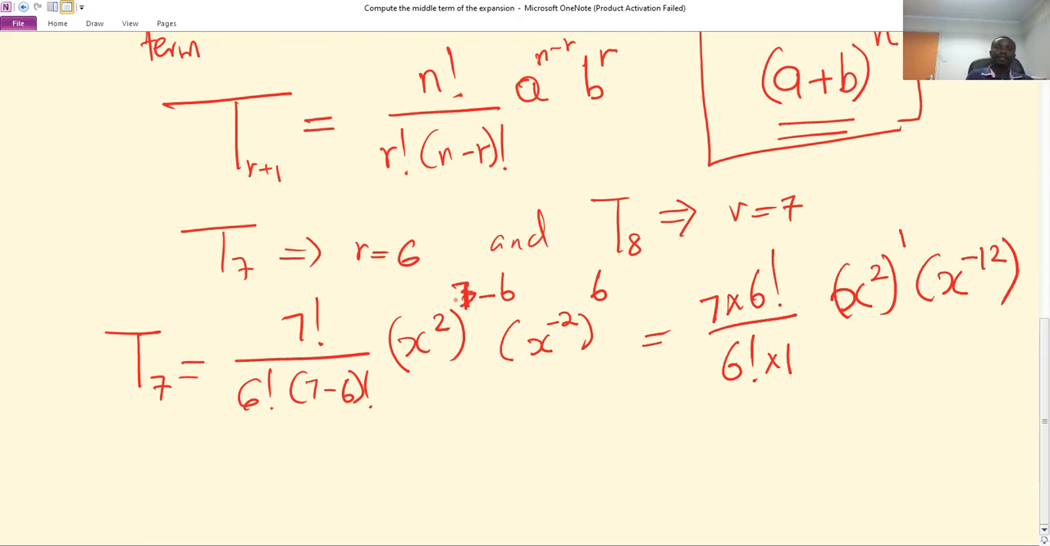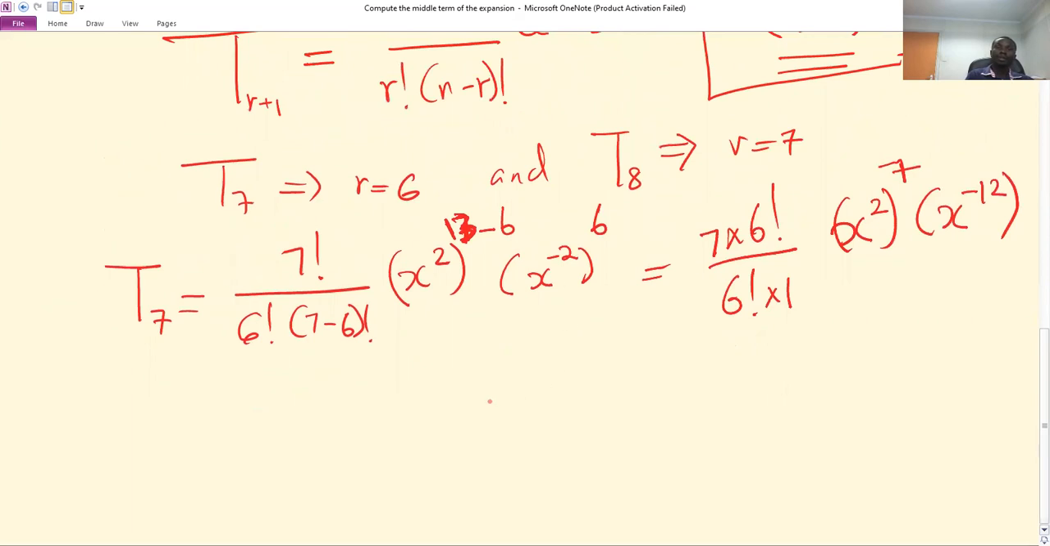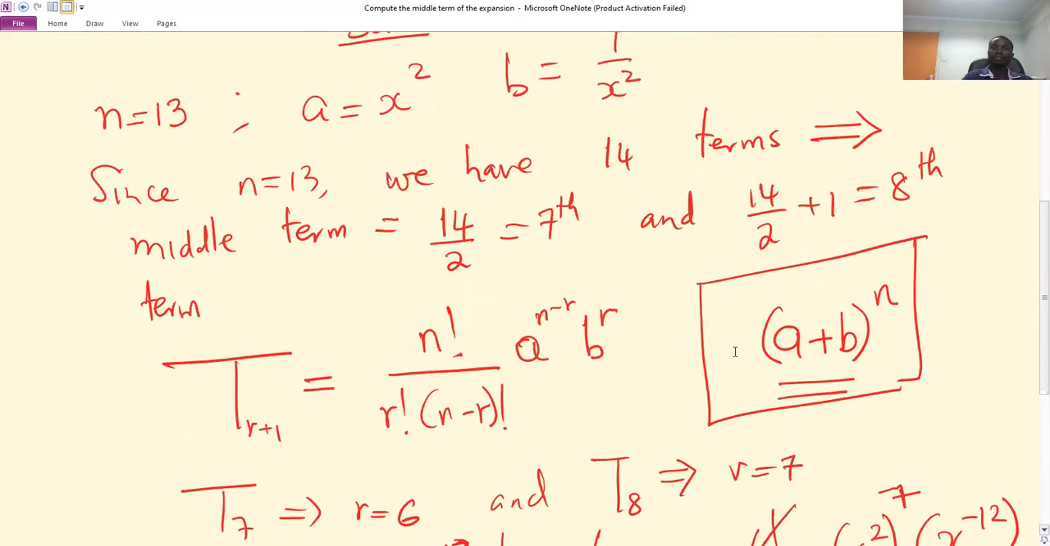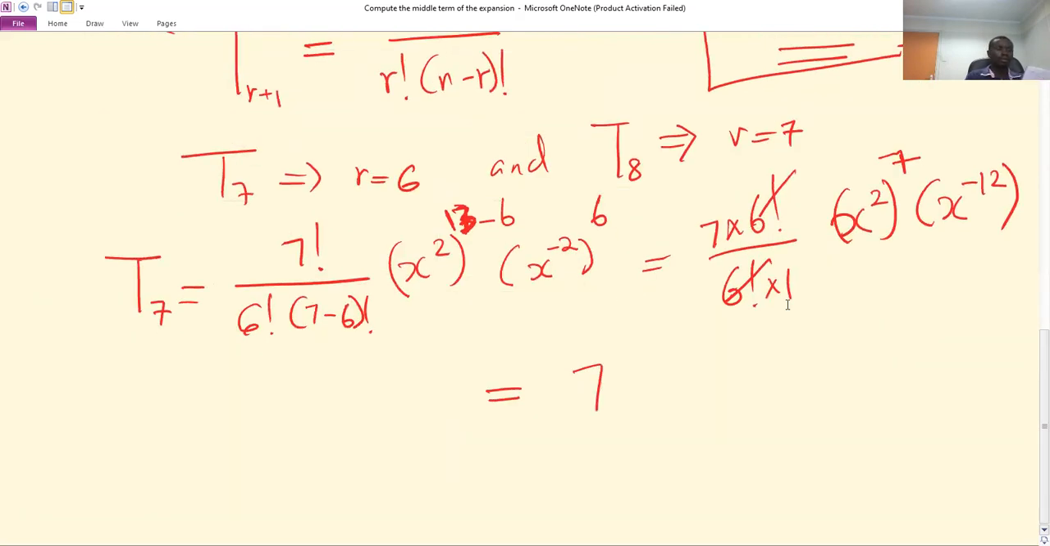Remember, this n is 13, not 7, so 13 minus 6 is 7. We'll just correct that.